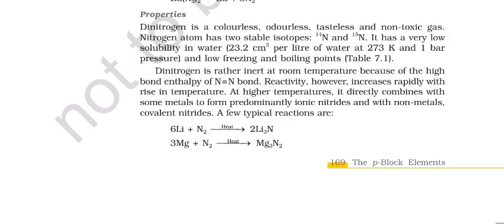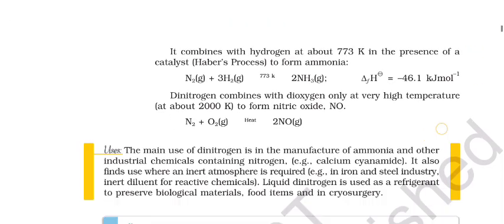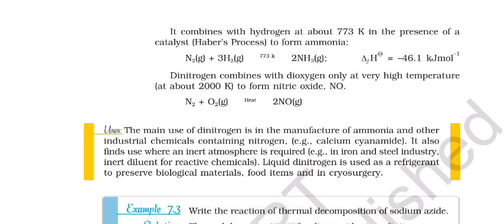At higher temperatures, it directly combines with some metals to form predominantly ionic nitrides and with non-metals to form covalent nitrides. A few typical reactions are 6Li plus N2 gives 2Li3N, and 3Mg plus N2 gives Mg3N2. It combines with hydrogen at about 773 Kelvin in the presence of a catalyst to form ammonia. Dinitrogen combines with dioxygen only at very high temperature to form nitric oxide, NO.